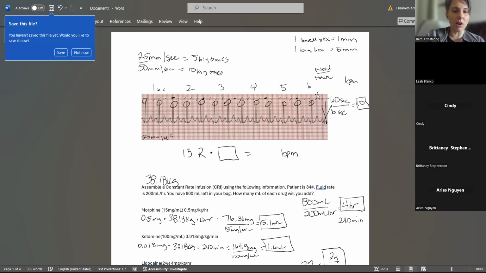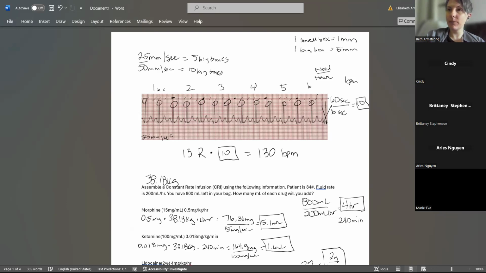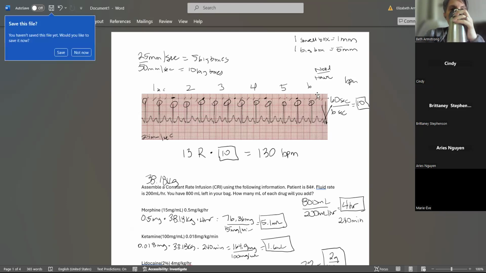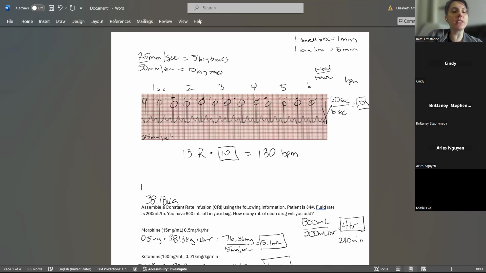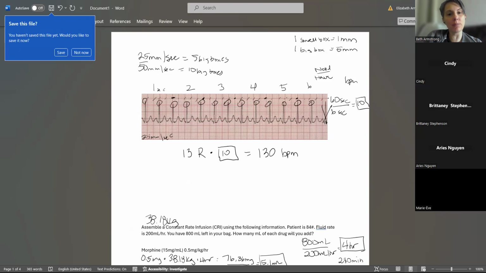So 13 R waves, and our multiplication factor, remember, is 10. So 13 times 10 is what? 130. 130 beats per minute. That's it. Easy, hard. Okay, so it's a little easier, right? We break it down just as if we were listening to that pet, but we're not listening to the pet, we're looking at the pet's heart rate.